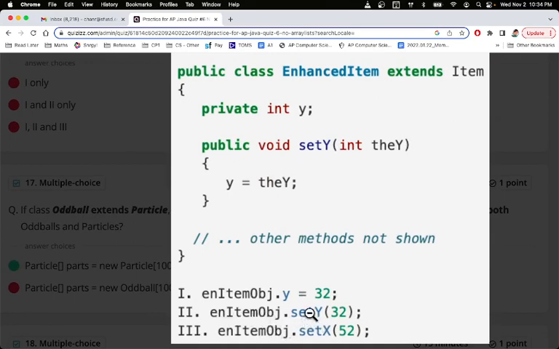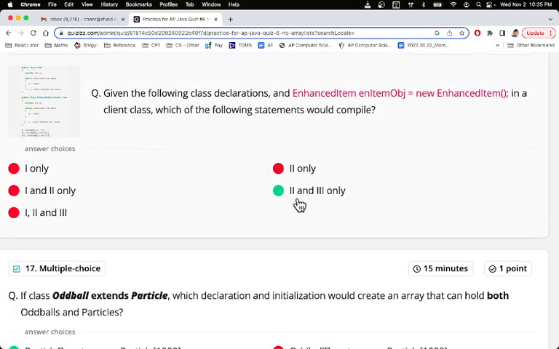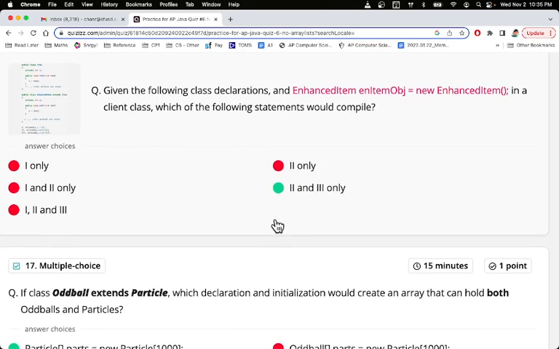An EnhancedItem has obviously a setY. It's right here. And I guess not obviously, it inherited setX from the Item, the parent. So that's actually okay. 2 and 3 are okay in this problem. 1 is not and causes an error. So you move by elimination, right? Anything involving 1, you know is not right. So it has to be one of these two. Turns out 3 also works. And you may have been tempted to pick 2 only, forgetting that the getX method was inherited from the parent. Okay, this is okay. This is the right answer.